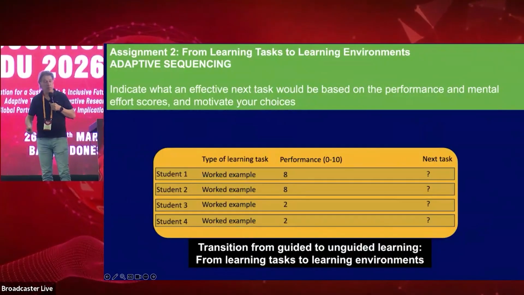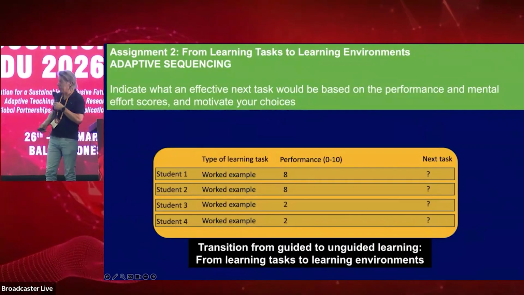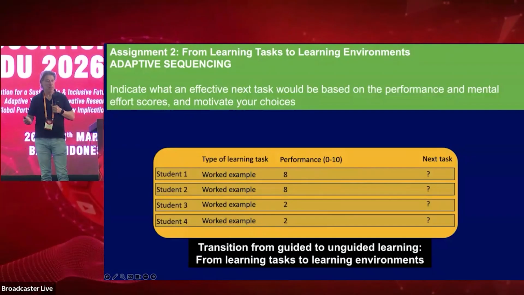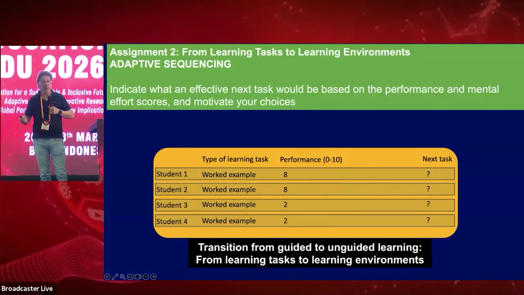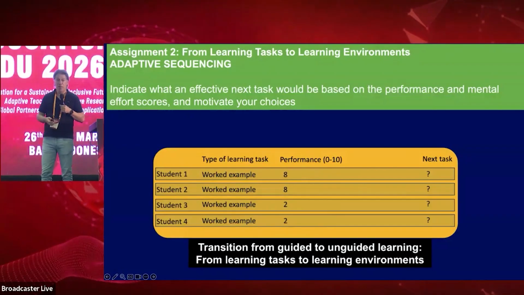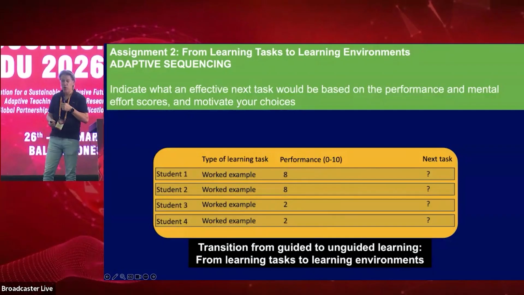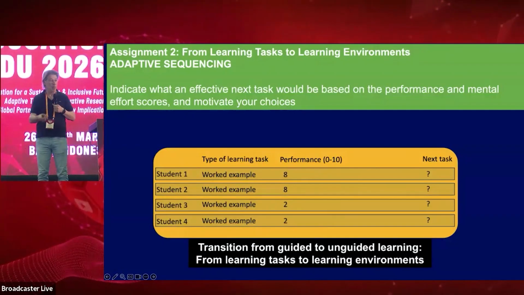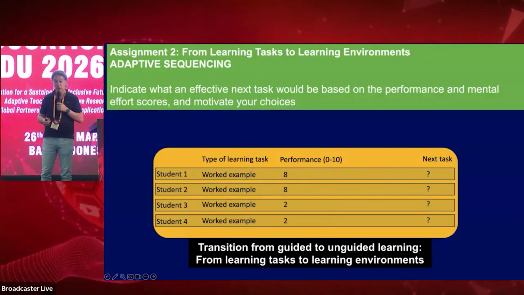So the next assignment, well, we will do it on the spot, and so of course we also can have adaptive sequencing in which we take the individual differences of the learner into account. And of course a teacher will do that if it's possible, and that can be done. The simplest way to do this is by looking at the performance of a student on a task.